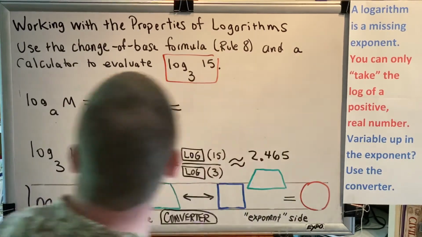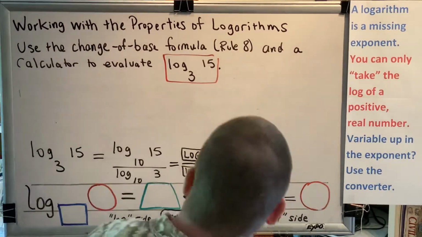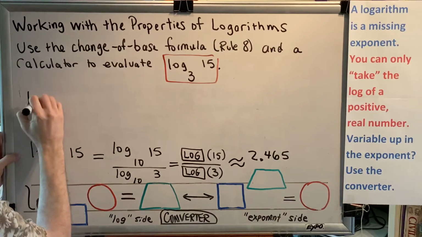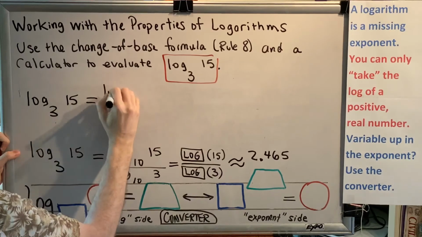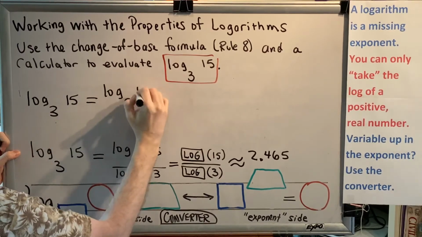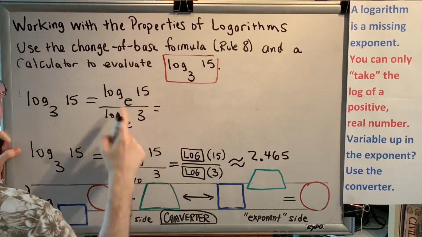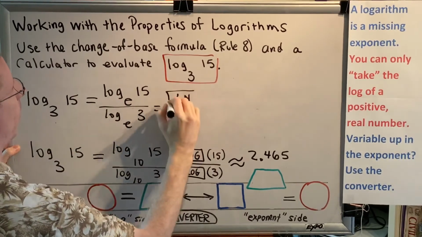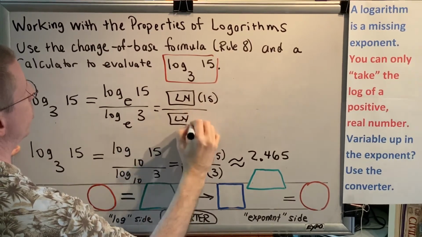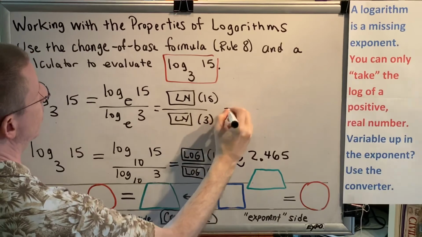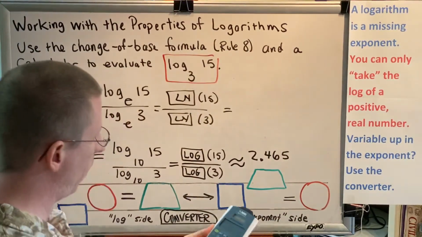Now, I mentioned before that you could use base 10 or base e. What if we did this problem again? What if we used base e? Would we get the same answer? We would. Watch. Log base 3 of 15 can be rewritten as log base e of 15 divided by log base e of 3. Log base e is the ln button on your calculator. So we would pick up our calculators and we would do the natural log of 15 divided by the natural log of 3. Let's begin.